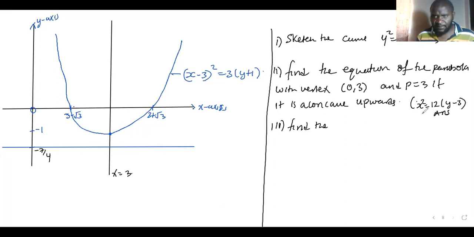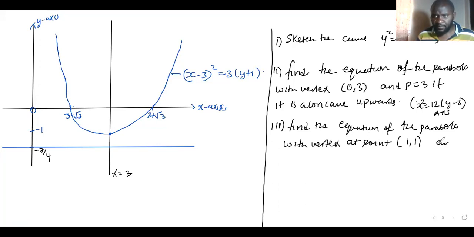This is the answer. Another one: find the equation of the parabola with the vertex at the point 1, 1 and the focus 1, 8.